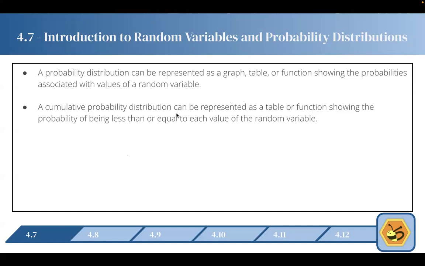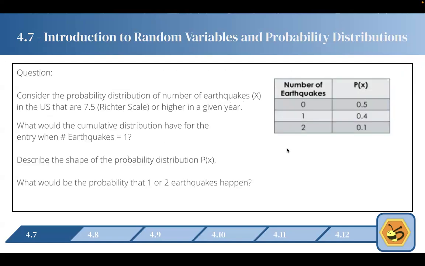A cumulative probability distribution is saying that as you're going up, instead of giving discrete probabilities, you'll have a cumulative distribution. You'll see what we mean when we take a look at this one. So here's a question. We want to consider the probability distribution of the number of earthquakes X in the US that are 7.5 on the Richter scale or higher in a given year. The first question is: what would the cumulative distribution have for the entry when the number of earthquakes is 1?